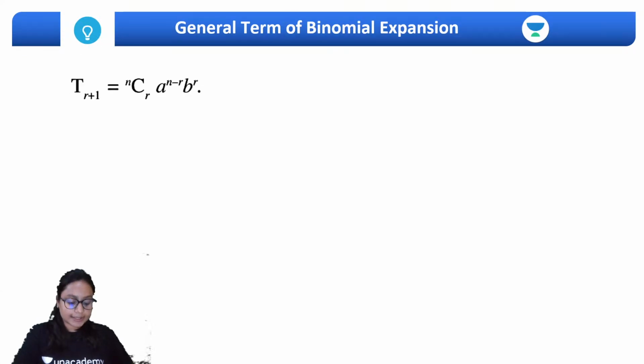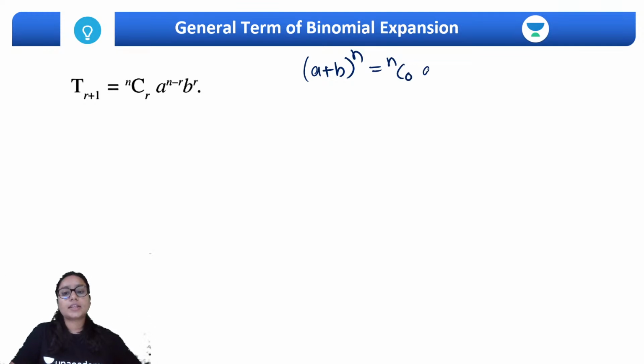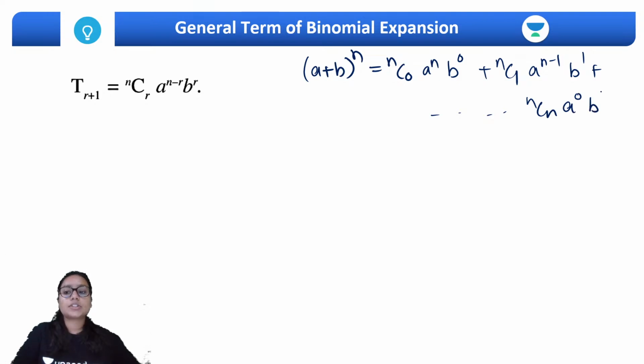Alright, so this is the second concept I am going to discuss today, the general term of the binomial expansion. You can see that in the binomial expansion, (a plus b) raised to the power n is nC0 a^n b^0, then nC1 a^(n-1) b^1, till nCn a^0 b^n. This is our binomial expansion.